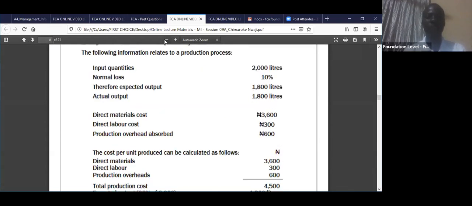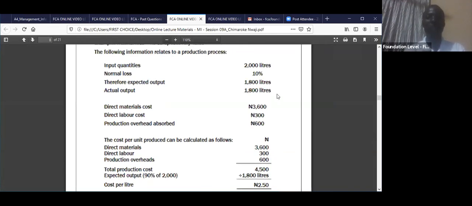Now let's look at this example. Input quantities are 2,000 liters. We are expecting a normal loss of 10%. Therefore, the expected output will be 90% of 2,000. So in our calculator, 2,000 multiplied by 0.9 gives us 1,800 liters. So 1,800 liters is your expected output. This is what you are expecting to get out.